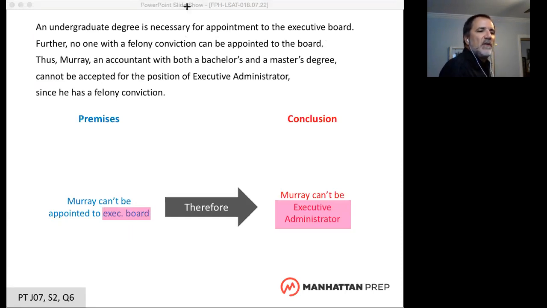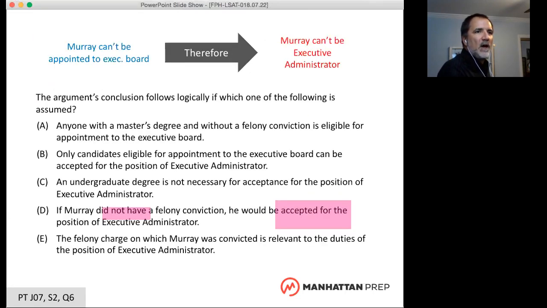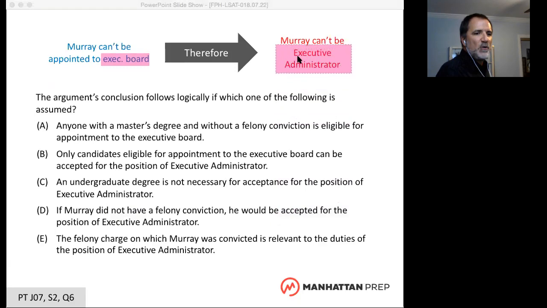And if we get back to what the question stem said, now that we've boiled down the argument, not just to the core but even a little more, we see that I have this idea in the premise, Murray can't be appointed to the executive board, and this new idea in the conclusion, Murray can't be executive administrator. So it's asking me, the conclusion follows logically if which of the following is assumed. How do I know for sure that if Murray can't be appointed to the executive board, that proves he can't be an executive administrator?